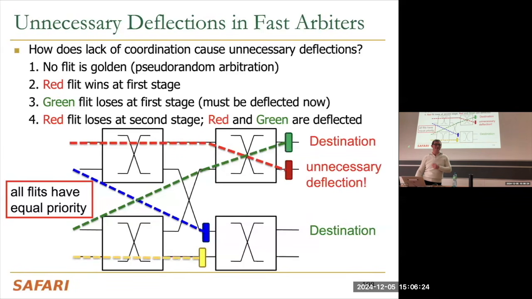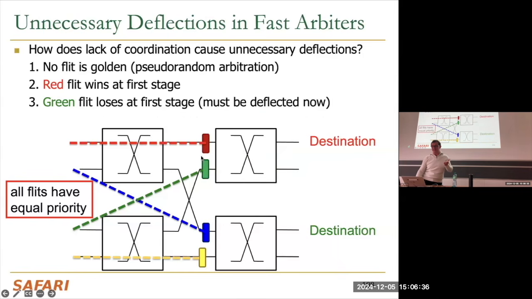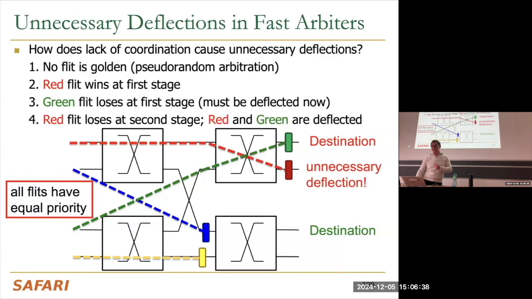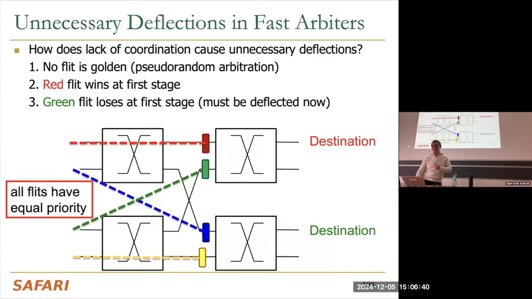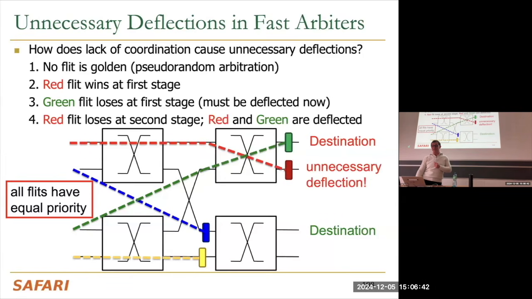And in the second router, the random number is unlucky, let's say, which means that it decides that the green flit goes somewhere. Basically, it prioritizes the green flit, right? Red flit loses. So as a result, the green flit goes to a destination that the red flit needs. This happens because there is no real coordination. There's no prioritization in any of these routers.